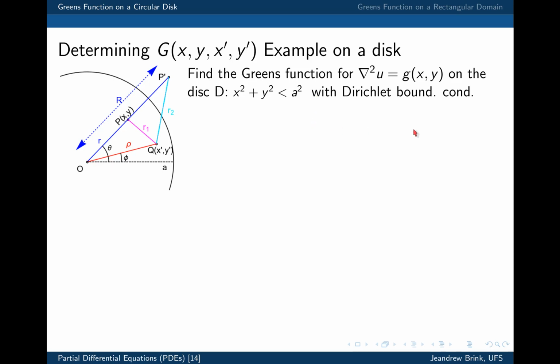So we want our Dirichlet boundary conditions, which basically means that u is given as a function of x and y on the circle C, where x squared plus y squared equals a squared. One comment: I've basically stuck to Cartesian coordinates there and then introduced polar coordinates in the sketch.